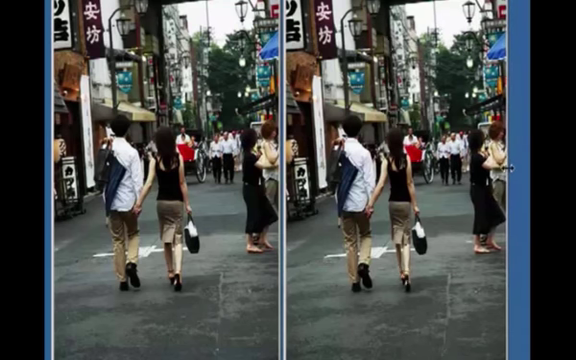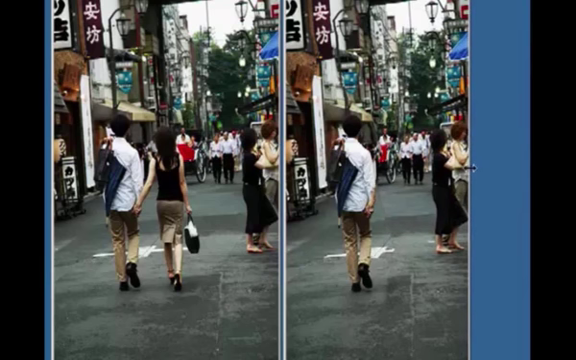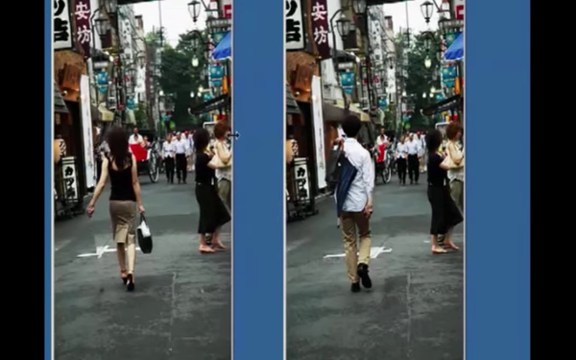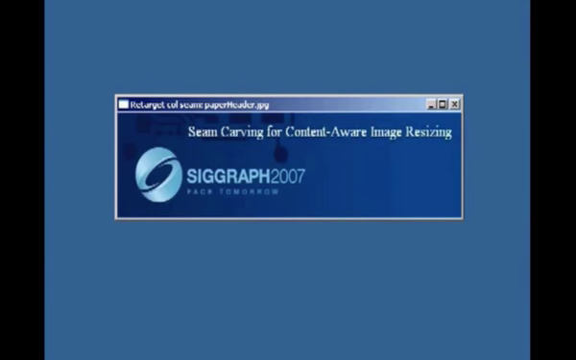More examples can be found in the paper and the supplemental materials. Thank you for your attention.